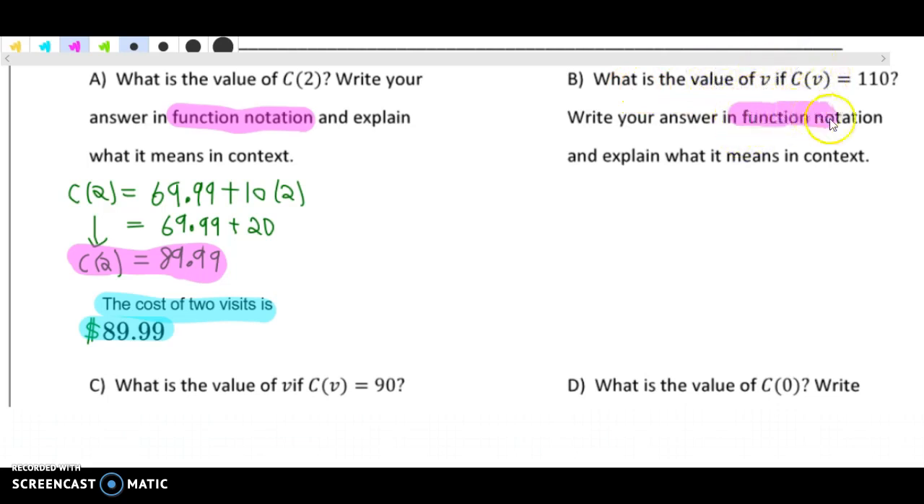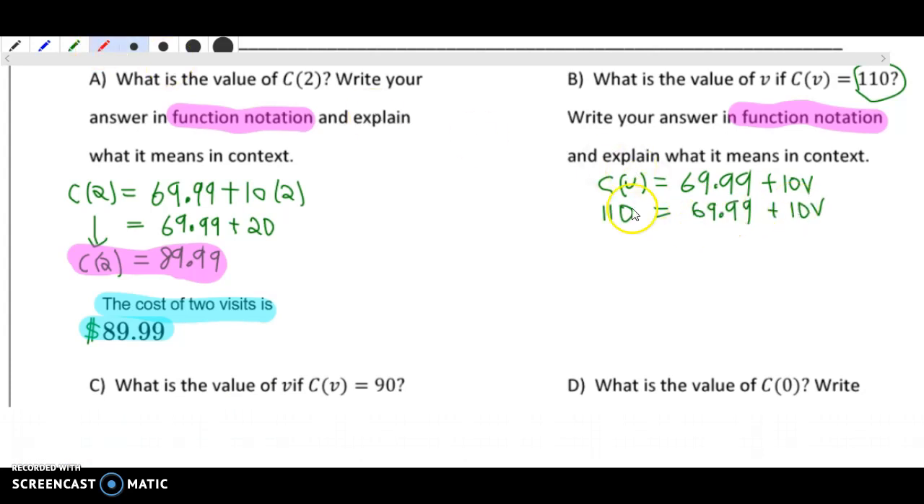I'm going to write this in function notation. So let's start with the same equation right here. We have cost of V equals 69.99 plus 10V. I'm going to replace with 110, not the variable V because that's what we're looking for, but the cost. So let's replace cost of V with 110 and keep the right side the same.